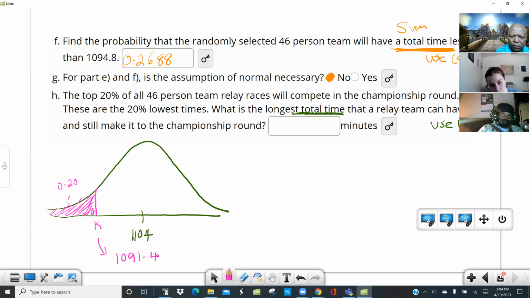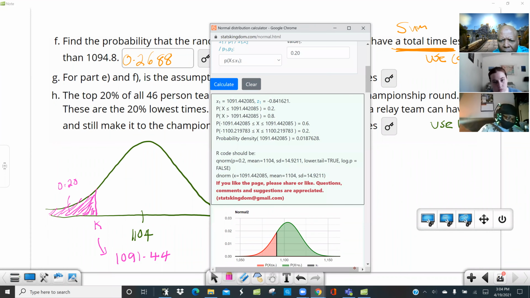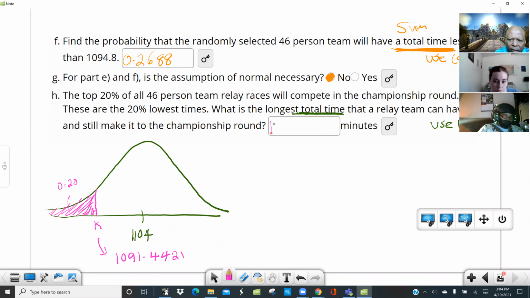To how many decimal places? 1091.4421. So that's what we have: 1091.44. So this is what is happening. Again, depending on the situation, top could really mean the right-hand side, but in this case, the top means the people who took less time to finish the relay.